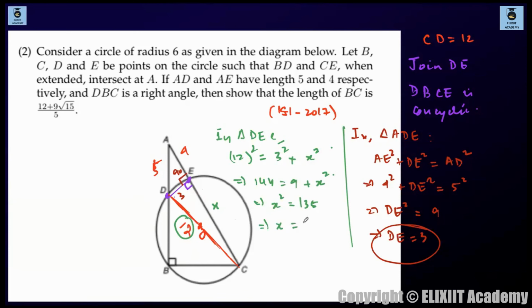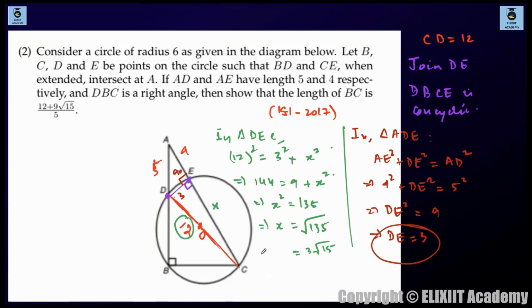So what is x? This won't be a perfect square, so we have root of 135. What is the simplified form of root 135? I think this will go with 5, 5 times 27, hmm, 9 times 15. I think 3 root 15. Am I correct? 3 root 15.